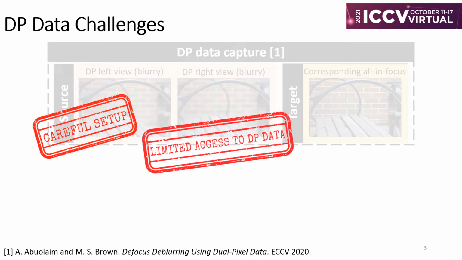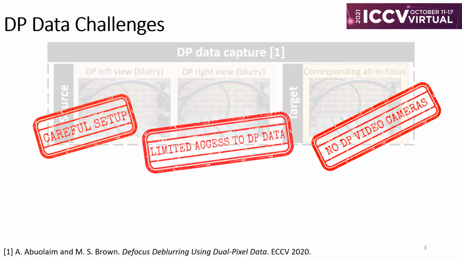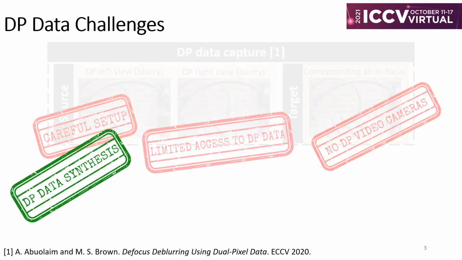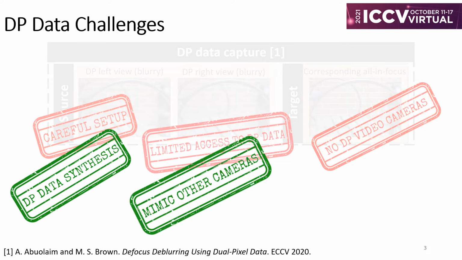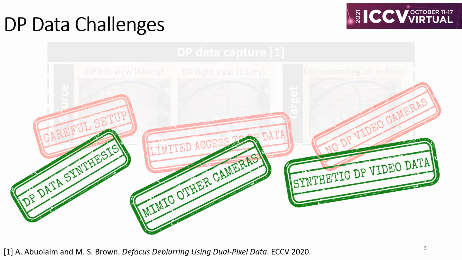And while most of the modern cameras employ DP sensors, only a few provide access to DP data for camera users. Another challenge is that no camera allows users to extract DP data for videos. To address these challenges, we propose a DP data synthesis framework that realistically models the DP image acquisition process. Such data synthesis framework helps us to mimic other cameras and allows us to generate DP data for videos.